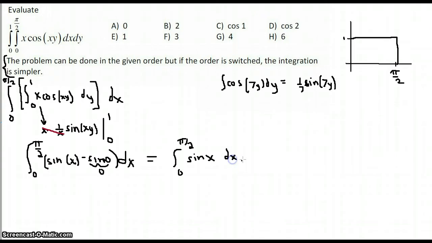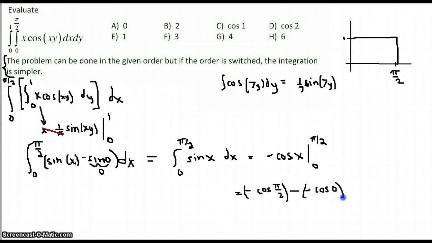What function has sine of x as its derivative? It's negative cosine of x. That's your antiderivative. Evaluated from 0 to pi over 2 gives the opposite of the cosine of pi over 2, which is 0 anyway, minus the opposite of the cosine of 0. The cosine of 0 is 1, so ultimately the answer to the question is positive 1.